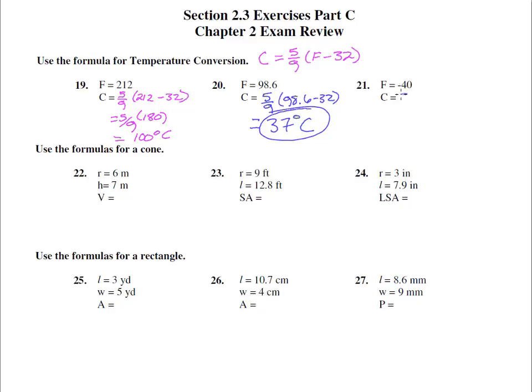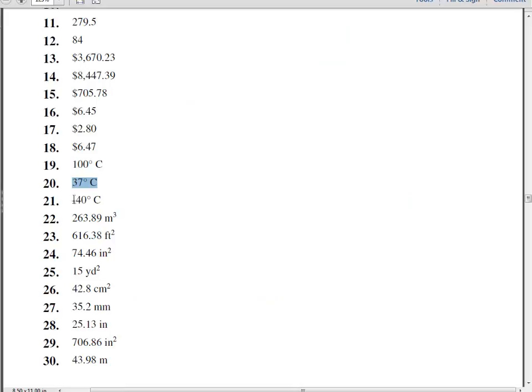Number 21, negative 40 for Fahrenheit. So Celsius is going to be 5/9 times Fahrenheit, which is negative 40, minus 32. They are both in the negative direction, so that will be a negative 72. Negative 72 divided by 9 is negative 8, times 5 is a negative 40. What a fancy little thing we just found, that negative 40 is the same in Fahrenheit and Celsius. Let's double check that answer, and indeed it is correct. Negative 40 Fahrenheit is negative 40 Celsius.